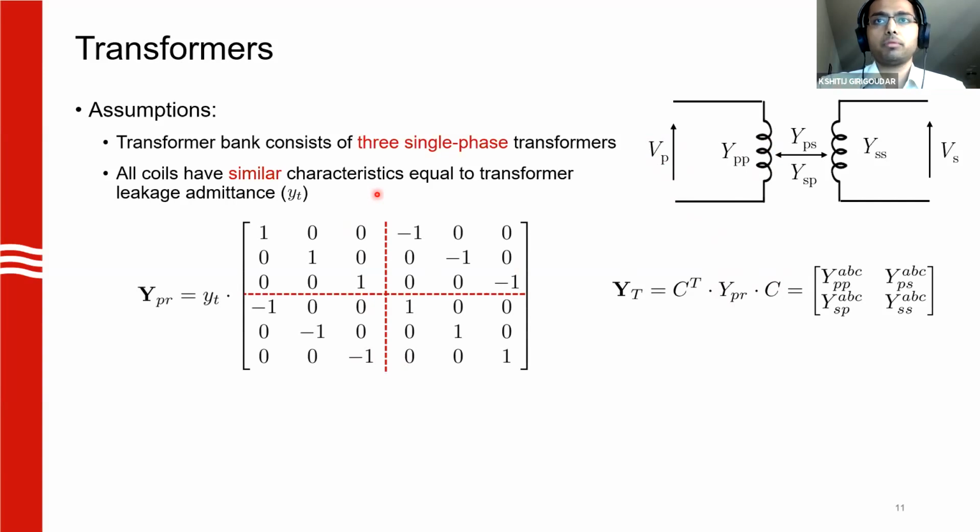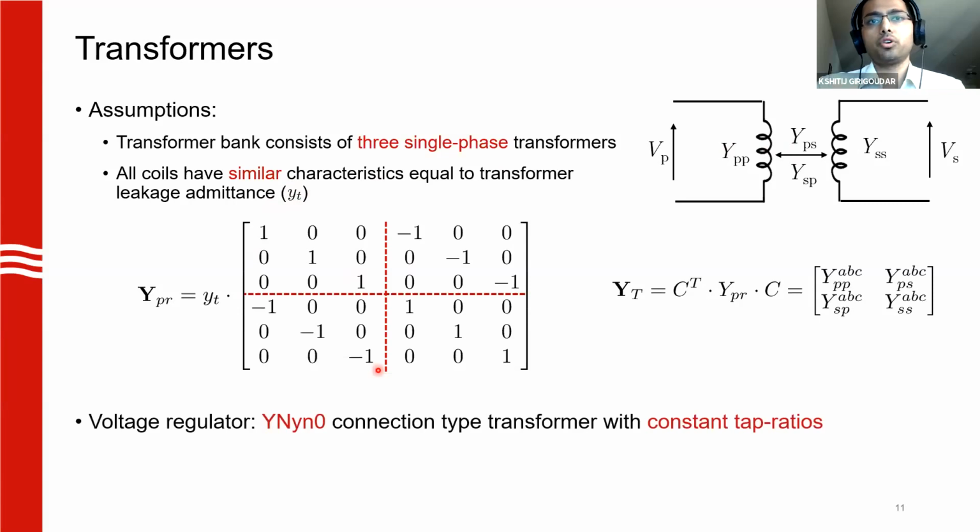We have some assumptions when we model the transformer. One of them is we ignore the interface coupling. That's why we only have non-zero elements in the diagonals of the submatrices and all the off diagonals are zeros. The other assumption is that the self-admittance and the mutual couplings all have similar characteristics and they're all equal to the transformer leakage admittance YT. That's why we only have ones populated in these matrices. One more thing to note here is the voltage regulator is also modeled as a transformer. The modification here is that we now include the tap ratios, which are held constant.